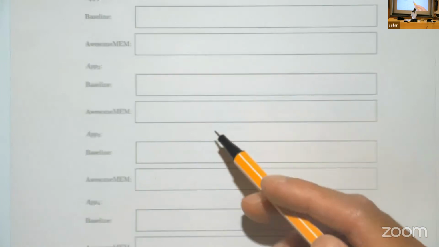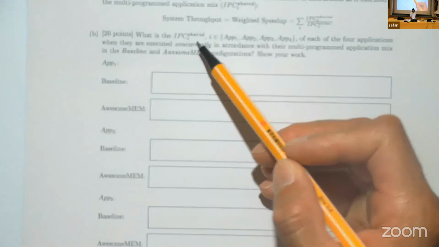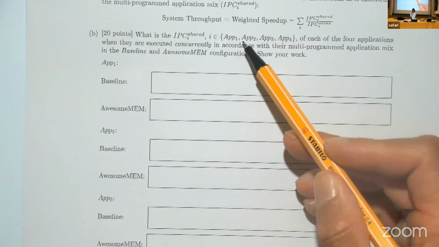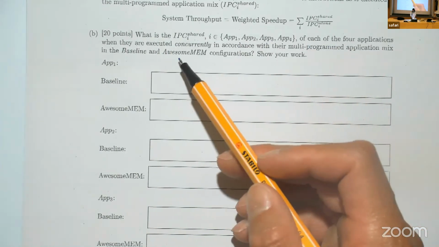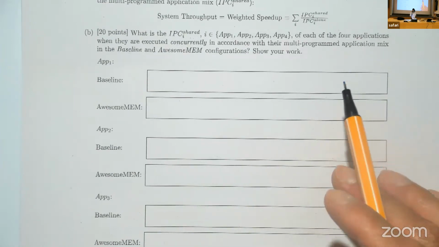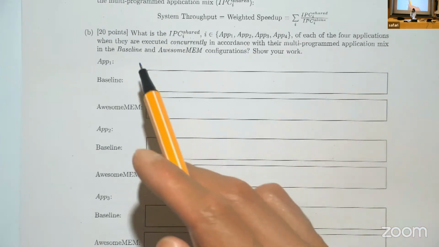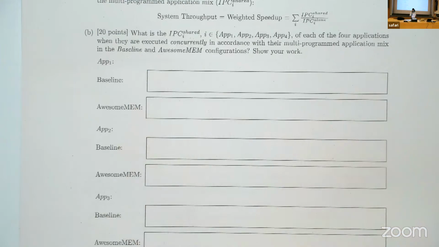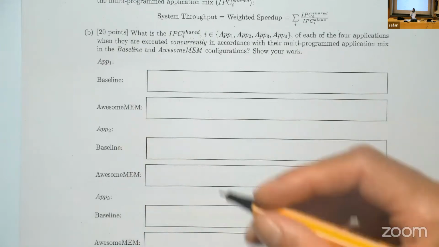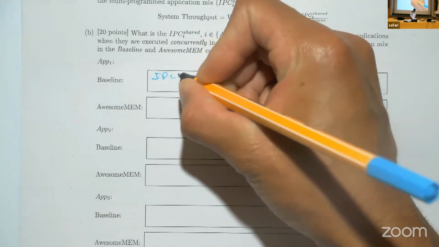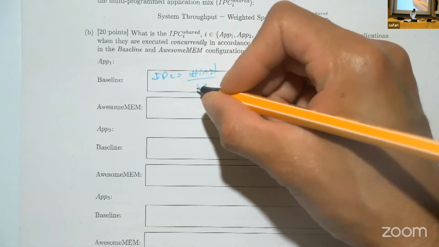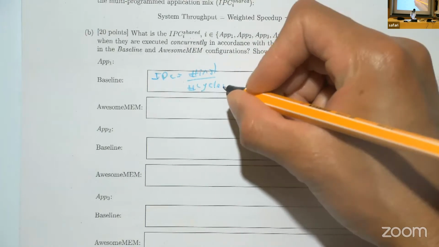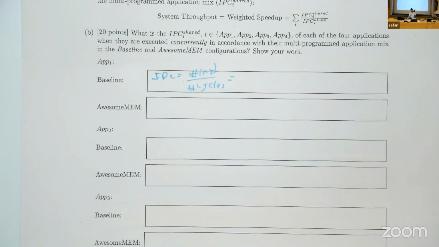So first, it is asking you to calculate the IPC shared for applications 1, 2, 3, and 4, of the 4 applications when they are executed concurrently in the multi-program application mix, for the baseline and awesome configuration. So the calculation is the same. IPC is still instructions divided by cycles. But then you're going to consult another part of the table.